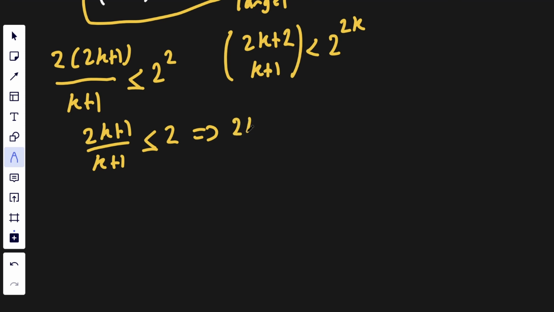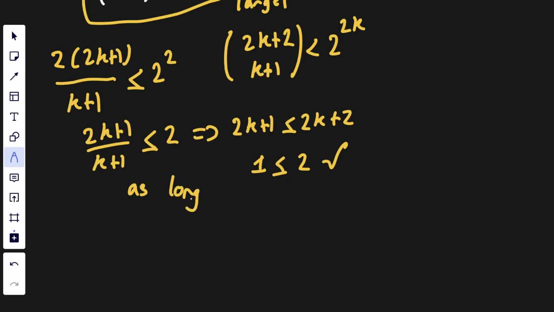So we're going to get 2k plus 1 is less than or equal to 2k plus 2. Solving this, we just get 1 is less than or equal to 2, which is true. Which means as long as k plus 1 is bigger or equal to 0, because that's what we've used in this step, what we've done is valid. So in other words, for all values of k plus 1 being bigger or equal to 0, but k is bigger or equal to 5, so it's true.